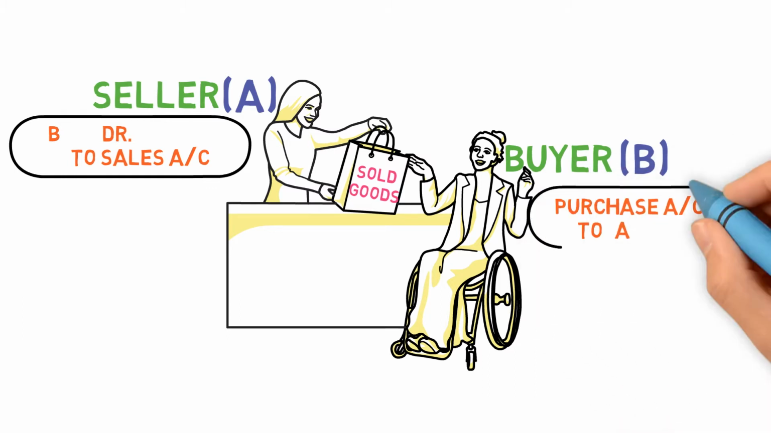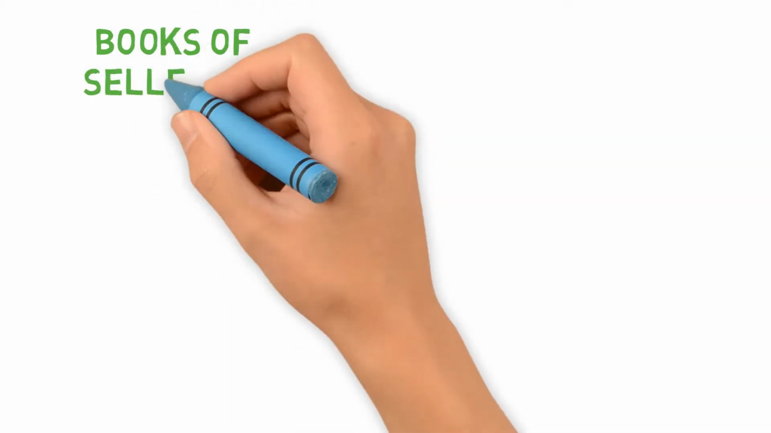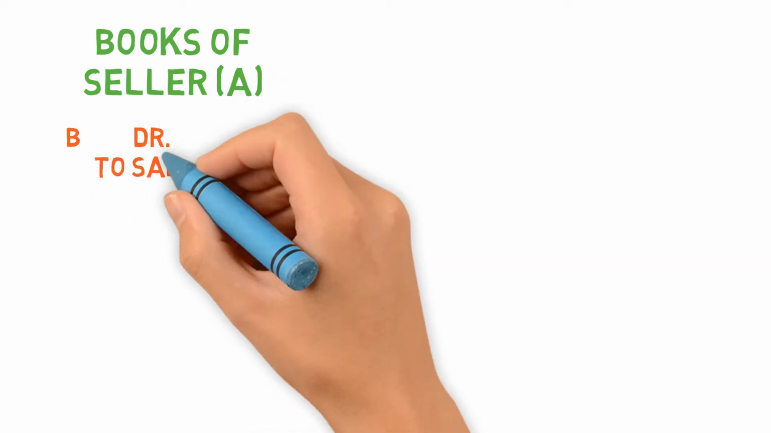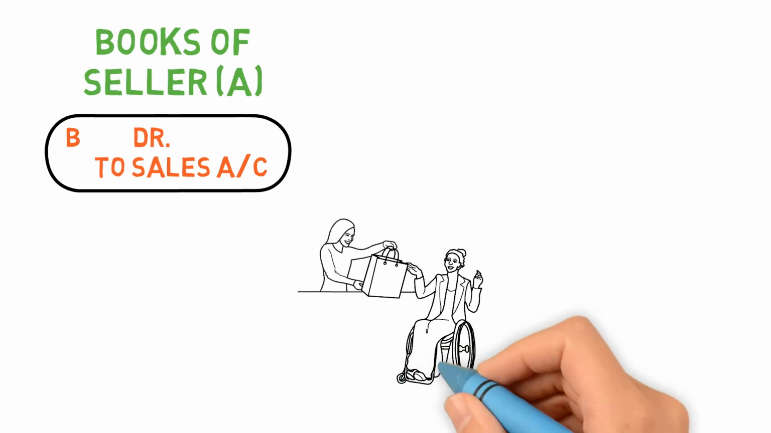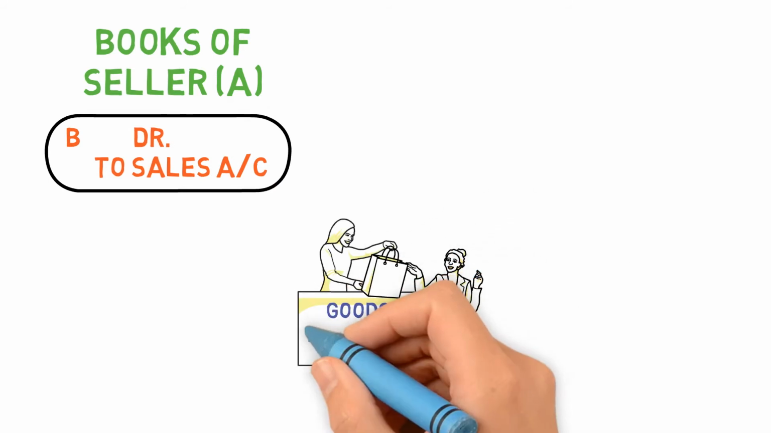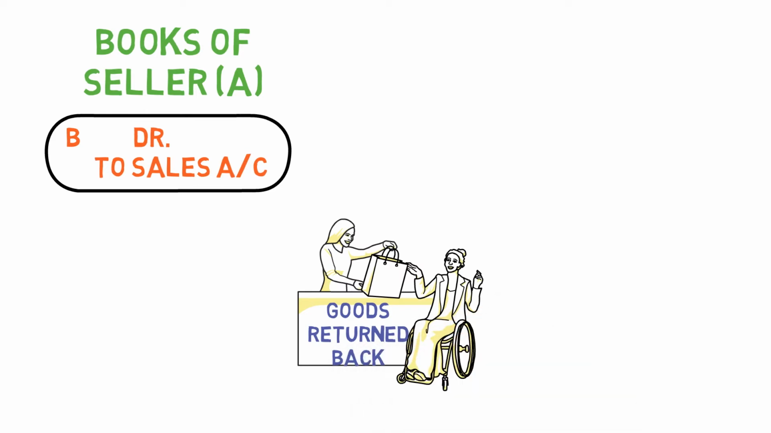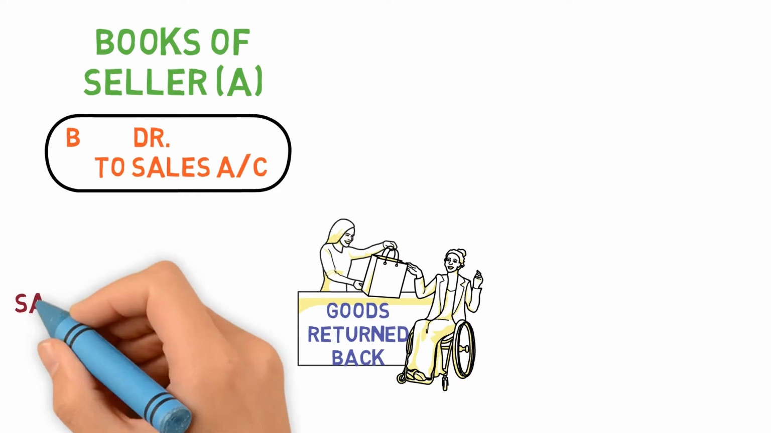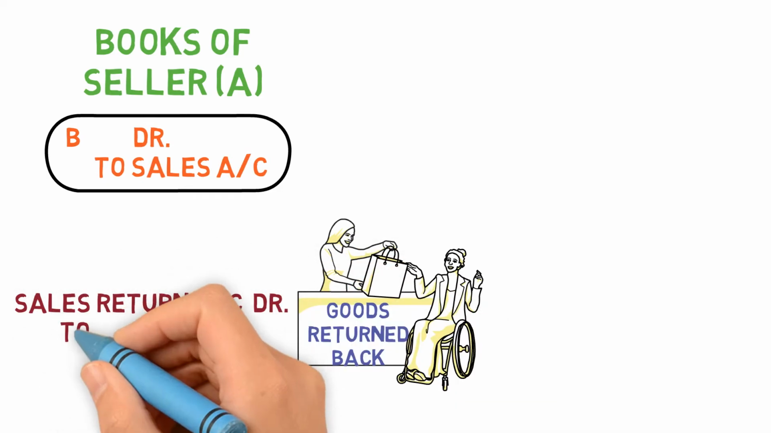To understand the concept better, let us take the books of seller first. When the goods are sold by A, the journal entry will be B account debit to sales account. Now suppose for some reason the buyer returned the goods to A. When the goods are returned, they are known as sales return. So the journal entry will be sales return account debit to B.